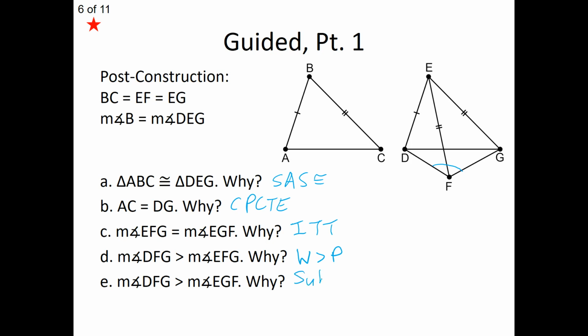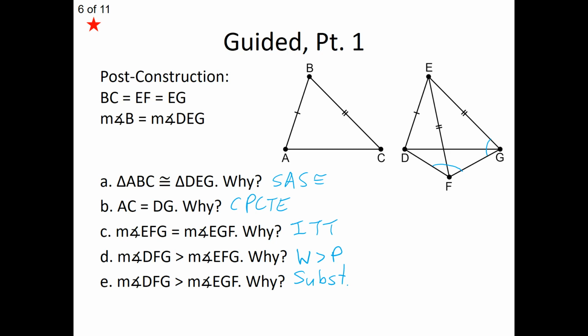So I'm concluding with some substitution. Taking EFG out and replacing it with EGF, that's just basic substitution. I know those two things are equal, which means I now have a comparison of angle DGF to this angle over here, EGF. So I'm getting closer to that comparison I want, that DFG is greater than DGF.